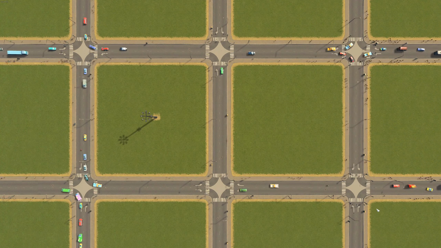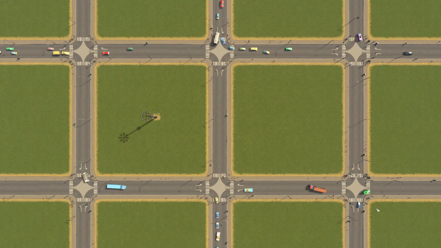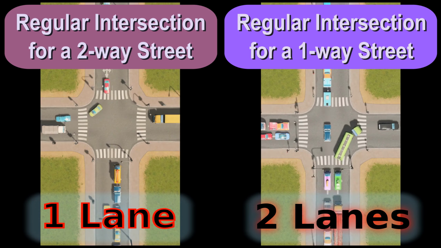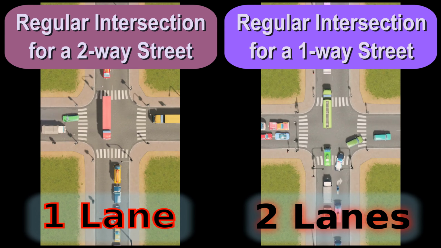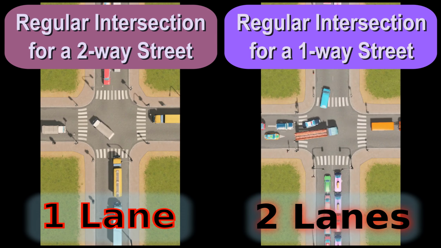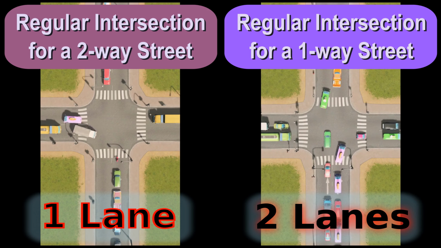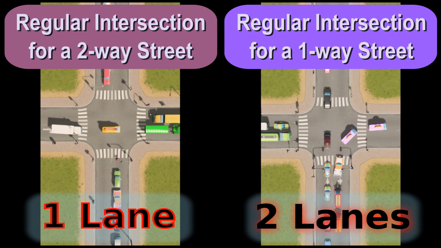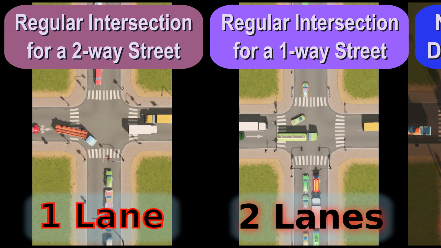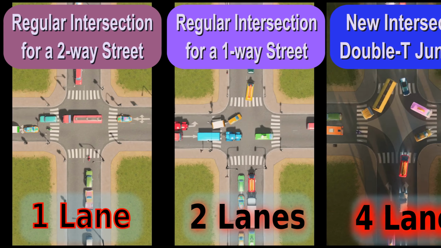So, where to begin? With the Double-T junction, there are a number of advantages over conventional intersections when it comes to traffic flow. The first is that the number of lanes that can proceed through the intersection at a time is increased. With a two-way traffic intersection, you just get one lane at a time. With a conventional one-way intersection, you get two lanes at a time. But with a Double-T junction, you get 4 lanes of traffic moving through the intersection at a time.